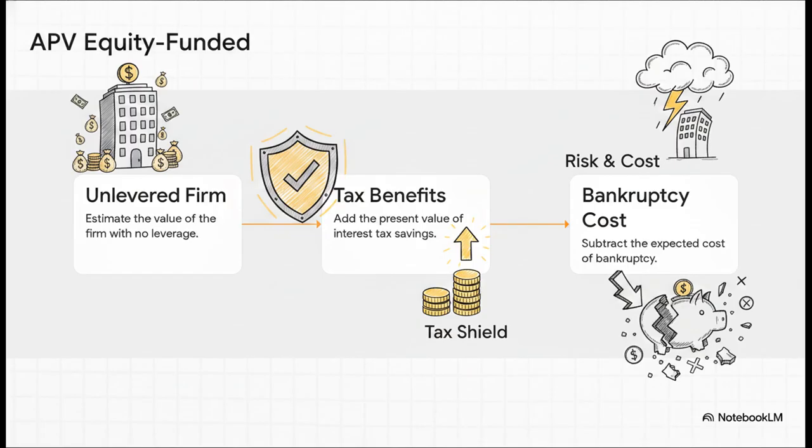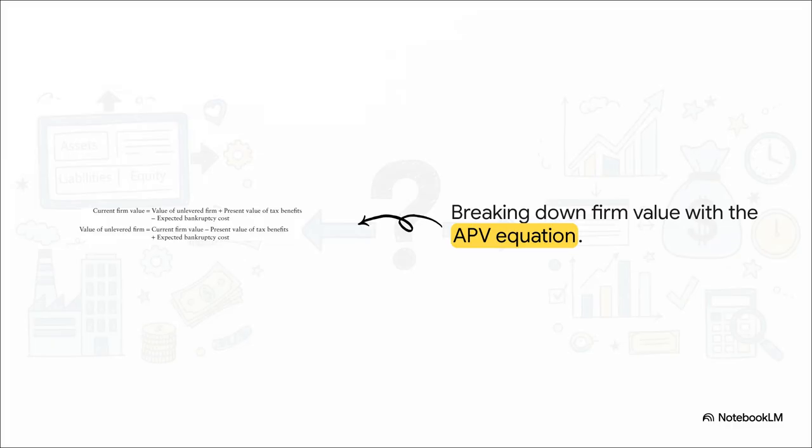Step 2, we acknowledge that debt actually creates a massive tax shield, so we calculate the present value of those tax savings and add it to the firm's value. Step 3, we recognize that debt also adds serious risk, so we calculate the expected cost of bankruptcy and subtract it. Putting that into an equation, it is incredibly transparent. Current firm value simply equals the value of the unlevered firm plus the present value of tax benefits minus the expected bankruptcy cost. It mathematically strips out the specific perks and penalties of borrowing money so you can see exactly what's going on under the hood.